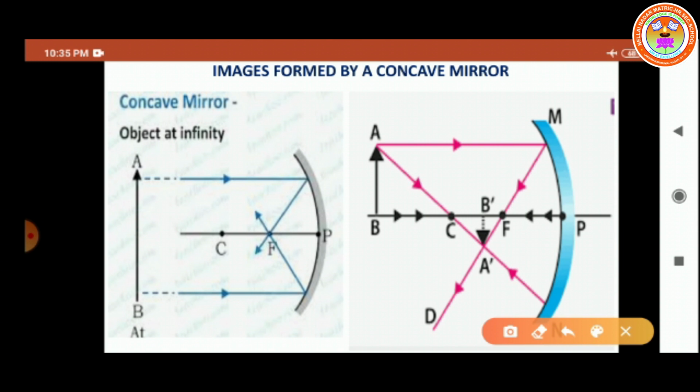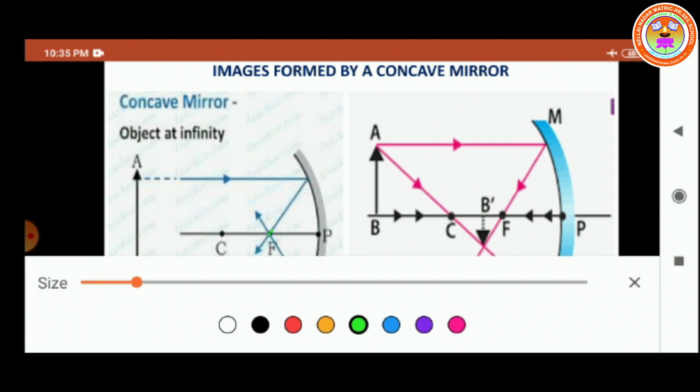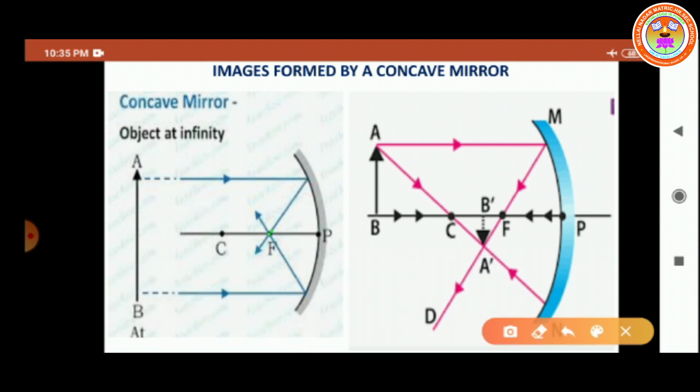So what happens? The light ray falls on the mirror and is reflected. After the reflection, what happens here? The rays will be converged at one particular point. In which point will the rays be converged? At this point the rays will be converged. What is this point called? This is taken as the principal focus. So at the F point, both the rays will be converged.